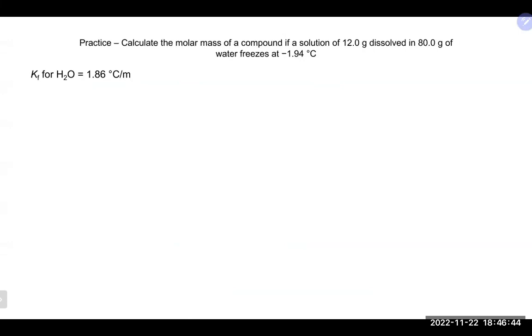We want to calculate the molar mass of a compound. By the way, molar mass is grams per mole, right? Of a solution, if 12 grams of it dissolved in 80 grams of water and it freezes at minus 1.9 degrees Celsius. Give it a go, see what you come up with here. Mass here. And again, the units of molar mass there are grams per mole.